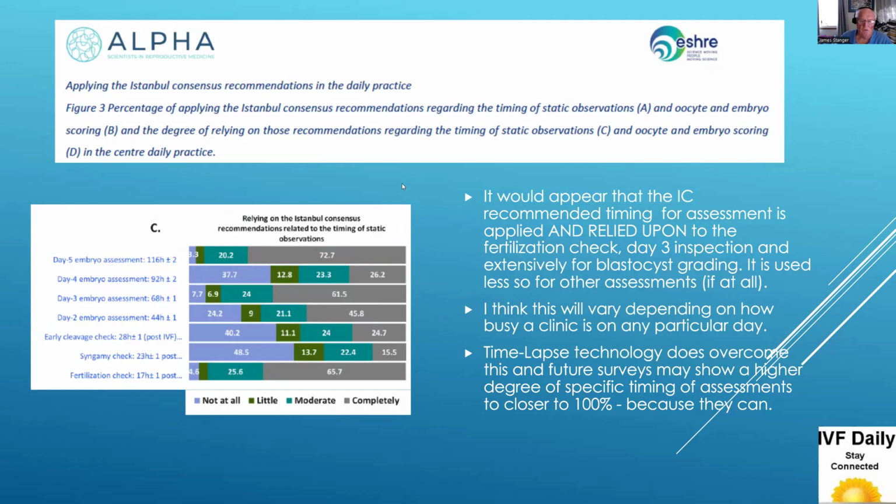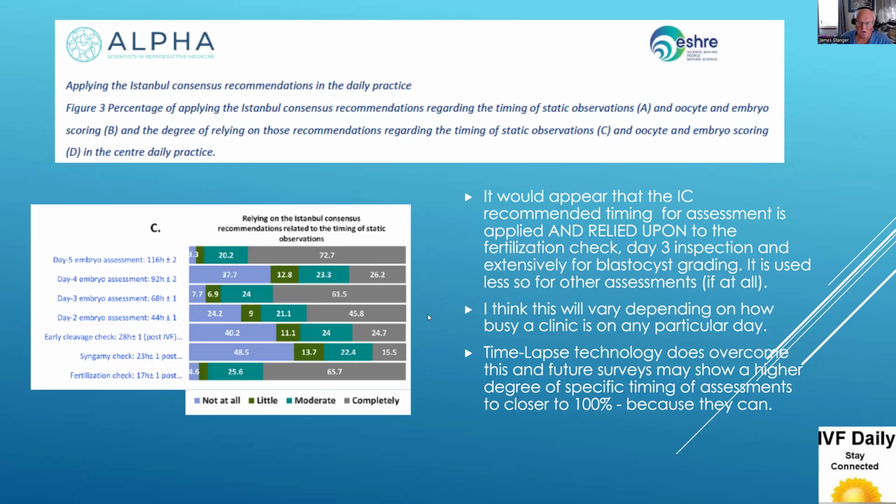Now, this is a little bit more complicated, trying to understand what they're doing. This is actually where they rely on these recommendations for their daily practice. So this, I think, is where one person will write the grading down, and then another staff member will make use of that to decide which embryos to transfer and freeze, or for data collection, etc. So this is where you're actually using the information in daily practice. And basically, it's the same as before. About 65-70% of clinics rely on this information for their fertilisation check, day 3 and day 5. So what someone writes down, someone else is using to make a decision. And I think that's what they're trying to get at.